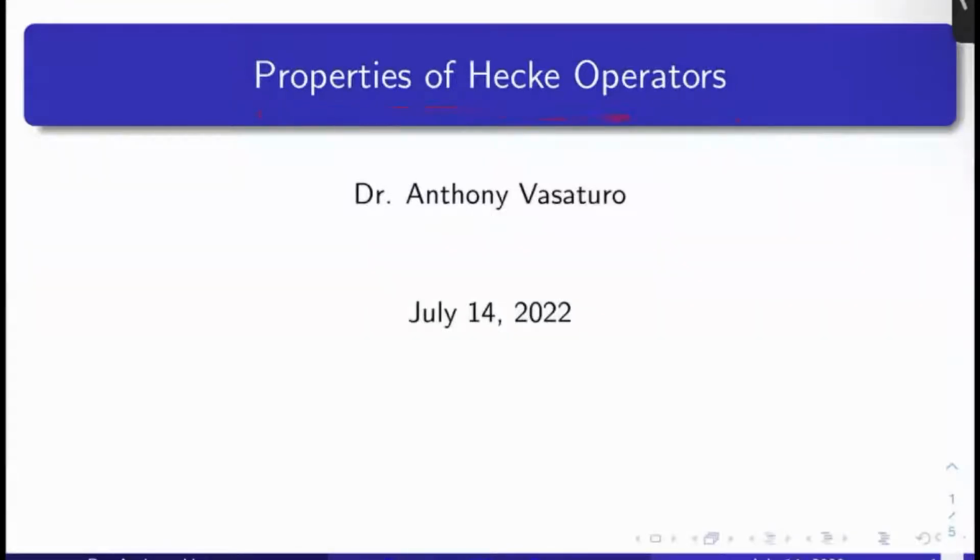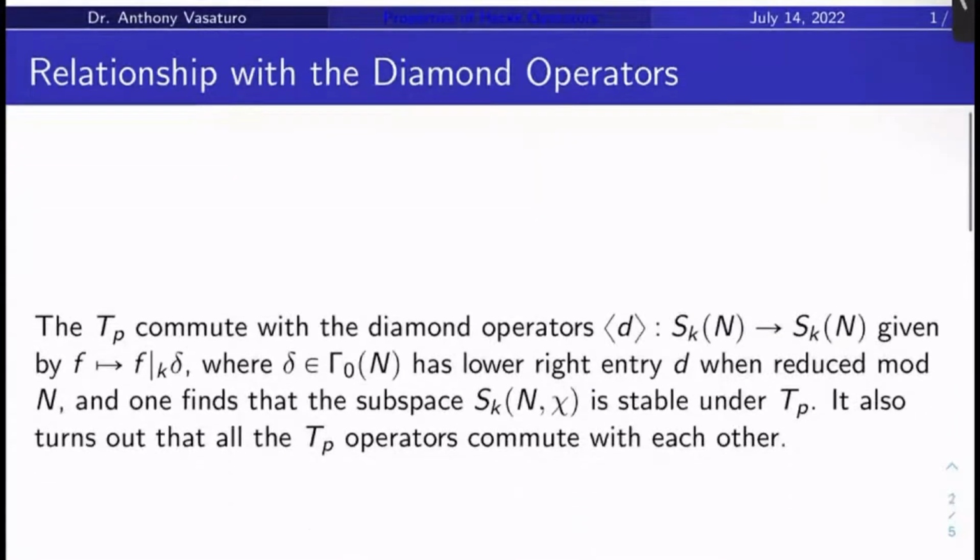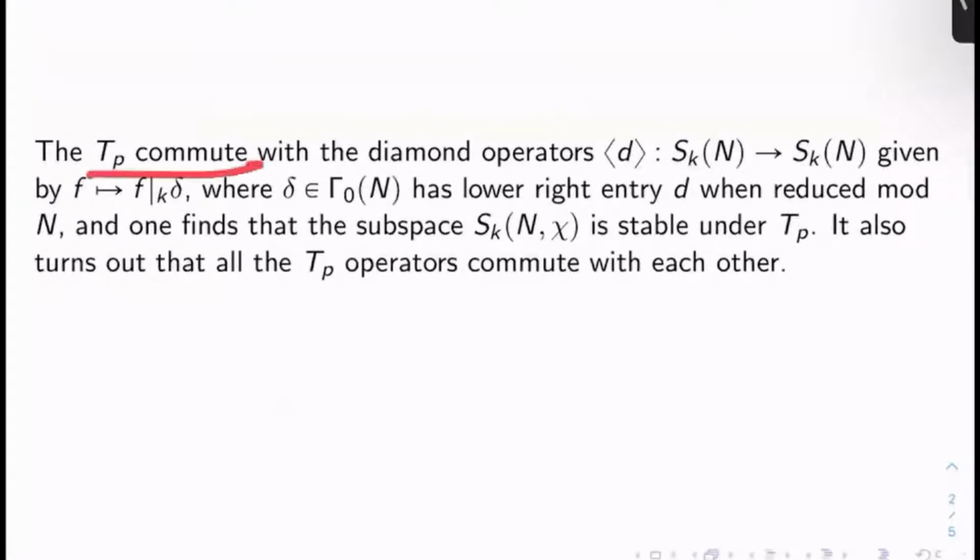Today, we're going to be looking at the basic properties of Hecke operators. It'll be a quick one today. So first of all, we'll look at their relationship with the diamond operators. The Hecke operators T sub p that we talked about last video actually commute with the diamond operators diamond sub d. Now, we talked about the diamond automorphisms.